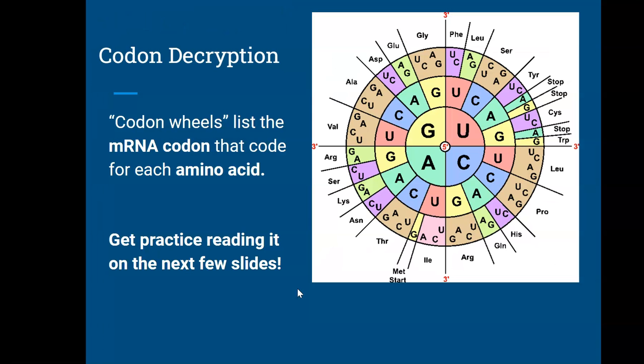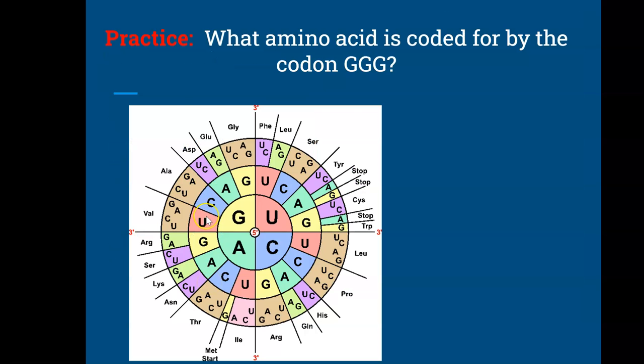All right. So how do we figure out what amino acid goes with what codon? Well, we need a codon wheel or a table. This happens to be the wheel, and it lists the mRNA codon that codes for each amino acid. We're going to get a little practice reading it on the next few slides.